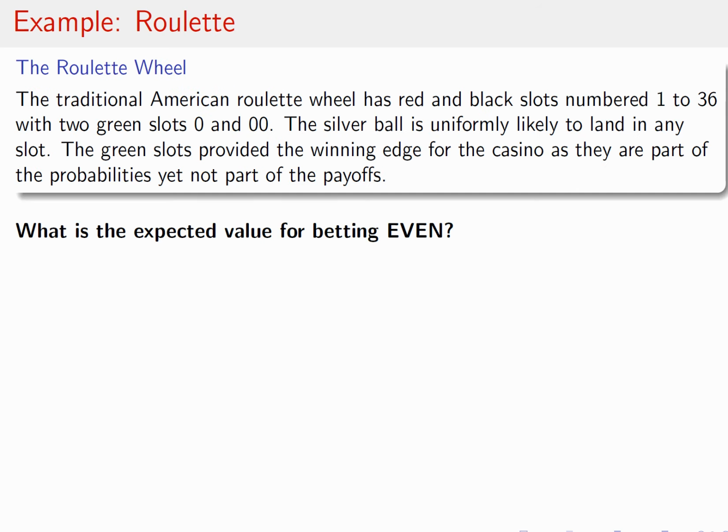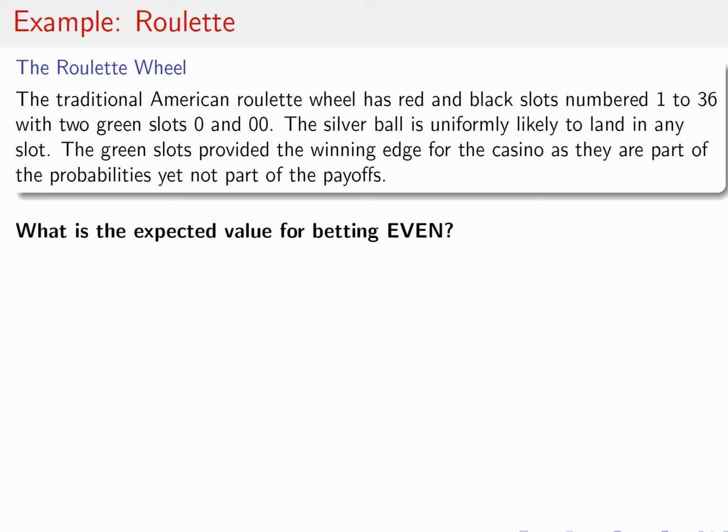Excellent. Okay. So roulette, if you're not familiar with it, there are 36 numbered slots that are black and red typically. And there are 2 green slots. The 00 and the 0 slot are green. And the numbers 1 through 36 are on the other slots in the wheel. So the wheel has 38 slots, and it's a uniform distribution. So the silver roulette ball, when we spin the wheel, bounces around, and it's equally likely to land in any of the 38 slots.